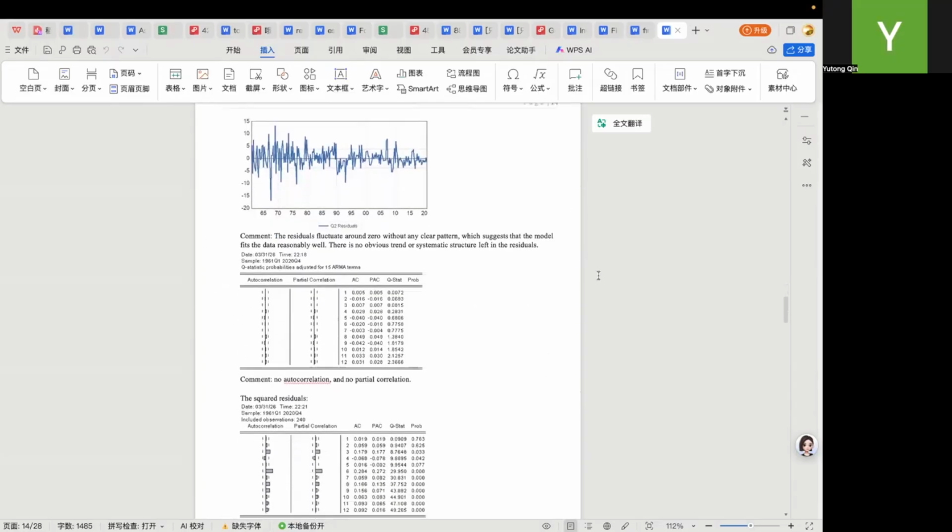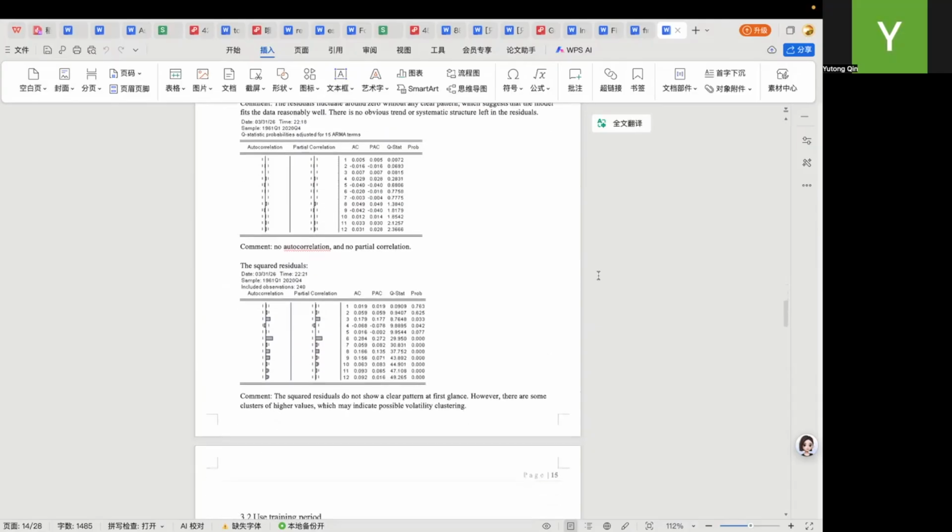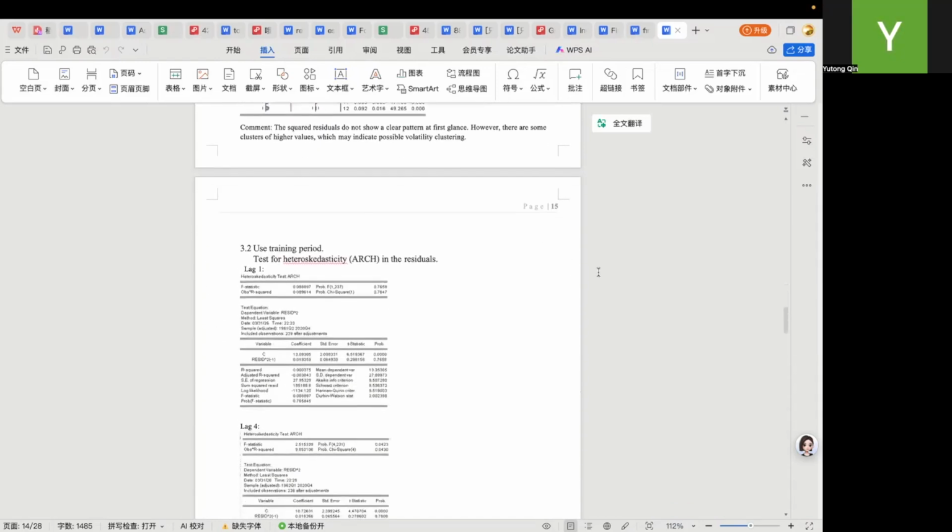They fluctuate around zero and don't show a clear pattern, so the ARMA model works well for the mean. But when we look at the squared residuals, we can see some clustering, which suggests that volatility may not be constant.